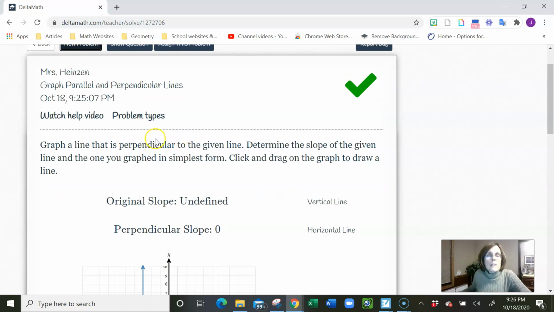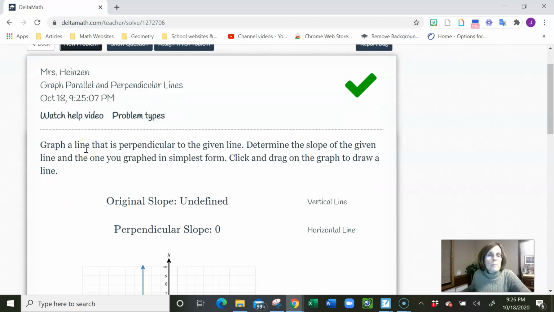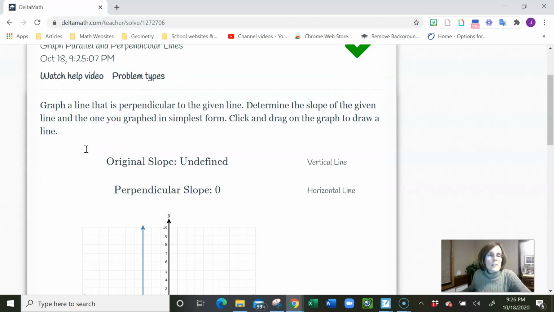And then there will be a quiz tomorrow or Friday, depending on when you have class. It'll be quiz 3-2, and it will be in Delta Math, and it will cover all of the skills that we just learned here today and what you learned in 3.5a from Monday, Tuesday.